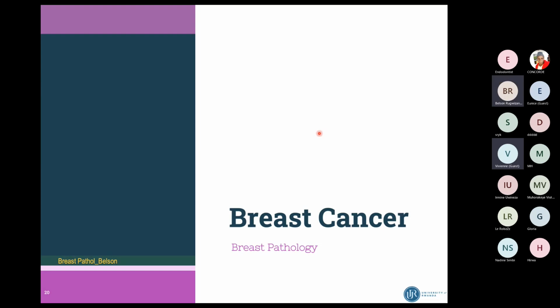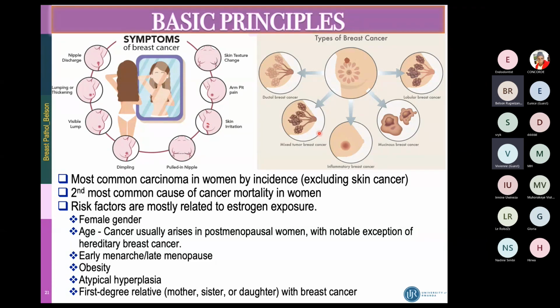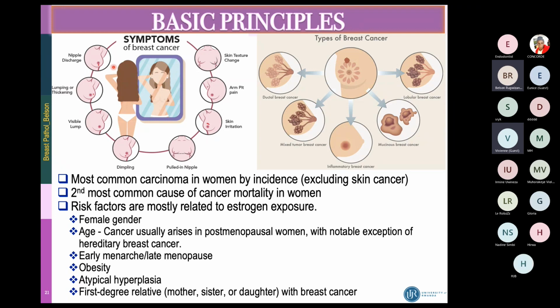So if not, we proceed to this next part, the breast cancer. The basic principle is that there are symptoms of breast cancer. So there is nipple discharge. It can be watery, it can be reddish, it can be purulent. So there is no specific color of this discharge from breast cancer. Meaning that whenever a woman is having nipple discharge, you have to investigate or assess and see if it may be a cancer.